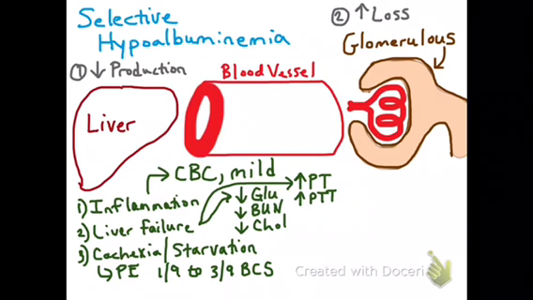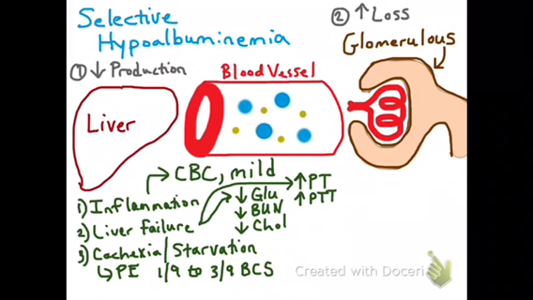And the main site where albumin is lost without other proteins, so without globulins, is the glomerulus. And just as a reminder, globulins are very large proteins, and albumin is relatively smaller.